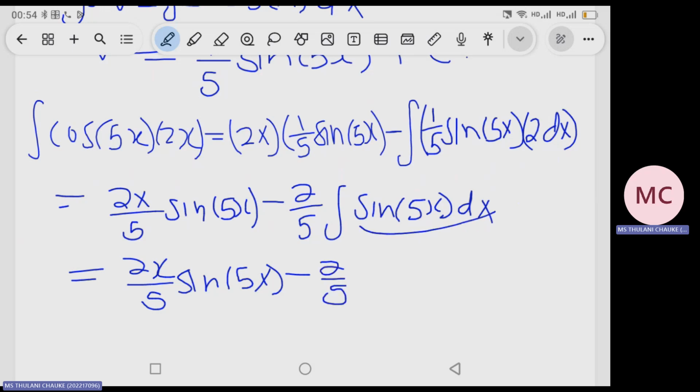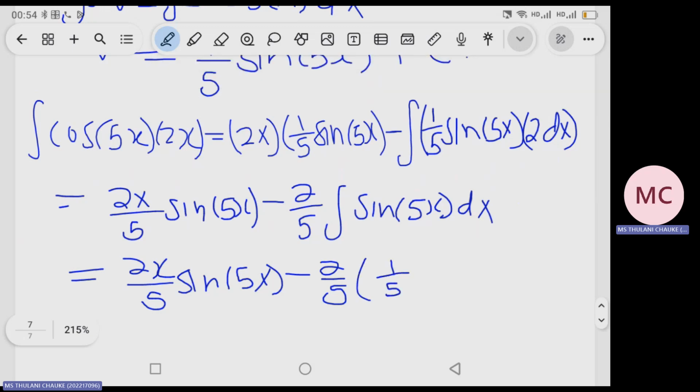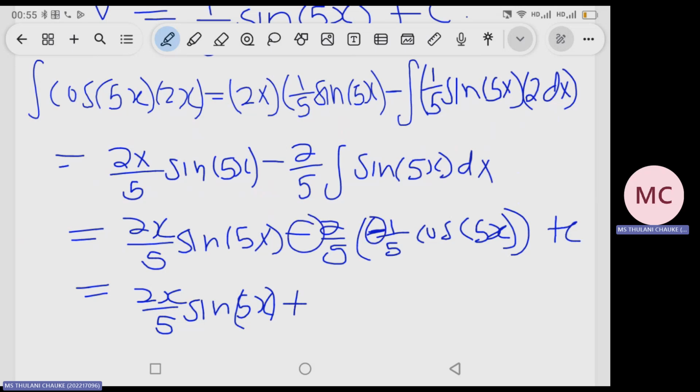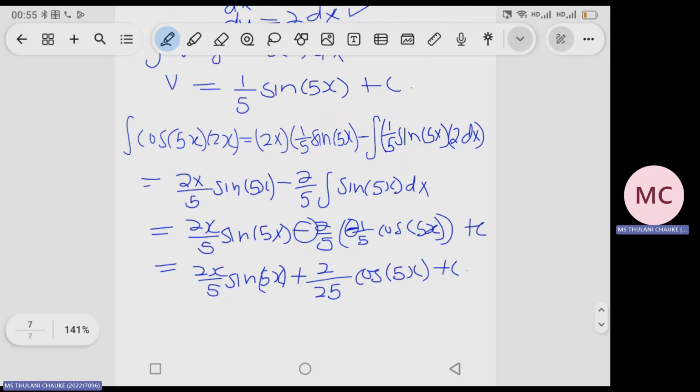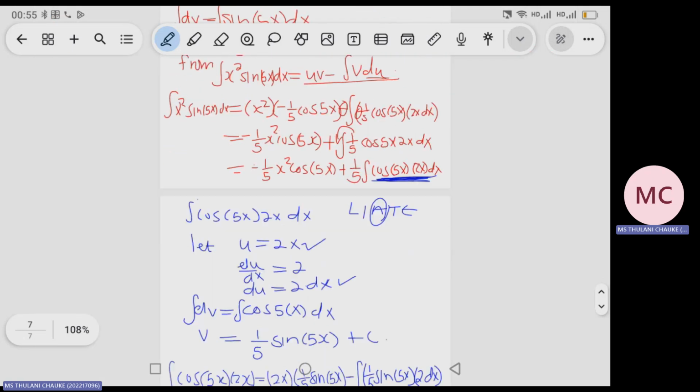And then the integral of this one, we know it's going to be what? It will be negative 1 over 5 times the cosine of 5x, plus c. Then let me wrap this up. We'll have 2x over 5 sine of 5x minus, this will become positive due to this negative and that negative, 2 over 25 cosine of 5x plus c. So now we can replace this answer back there.